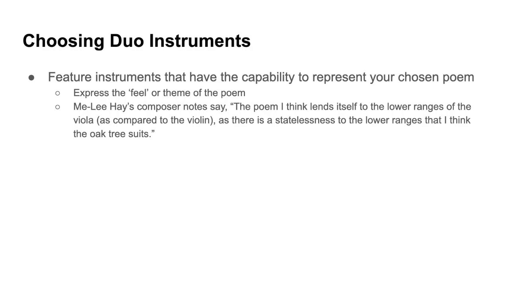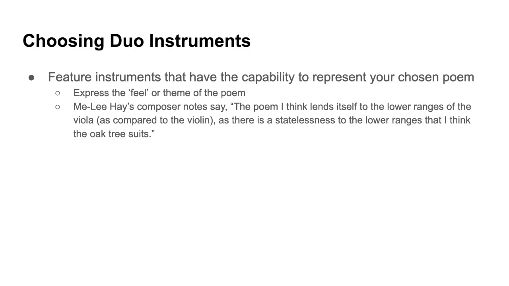In the model piece that we've been looking at, Oak, Melly Hay, in her composer notes, says that the poem, I think, lends itself to the lower ranges of the viola as compared to the violin, as there is a statelessness to the lower ranges that I think the oak tree suits. So she really justifies her choice in instrumentation with that statement.